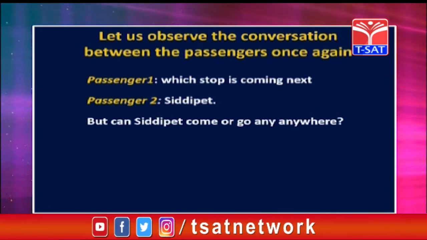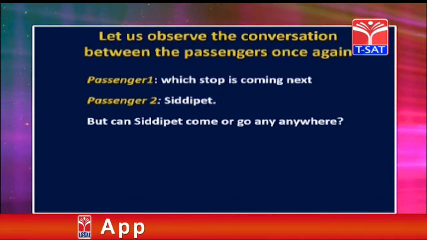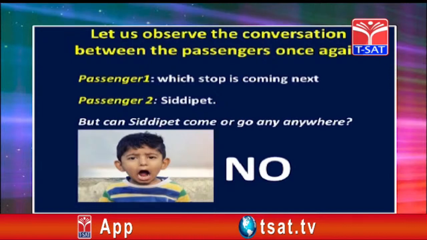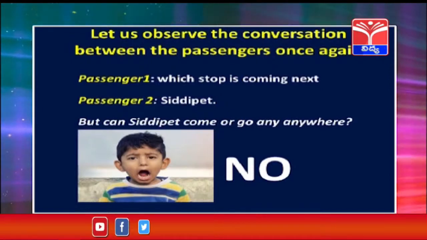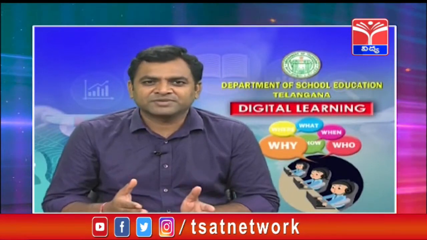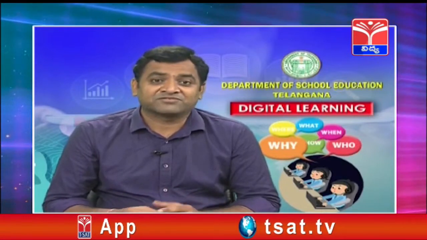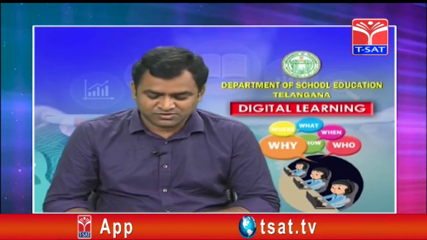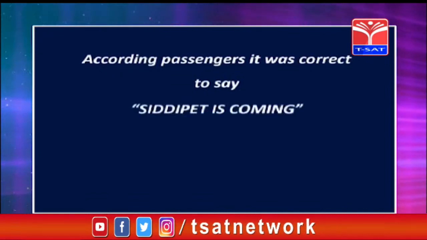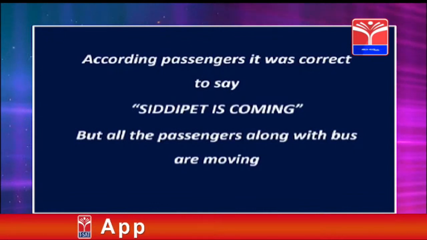Children, you may have seen different places. Did you observe any time a place moving from its place? That is, Siddipet moving or coming or going? Not possible, right? Any child will say, Siddipet can neither go nor come. For these passengers, when they are travelling in the bus, the places appear to be coming and going, and hence for them it was right. But for us, Siddipet neither comes nor goes. According to the passengers, it was correct to say Siddipet is coming. This is because all passengers along with the bus are moving.